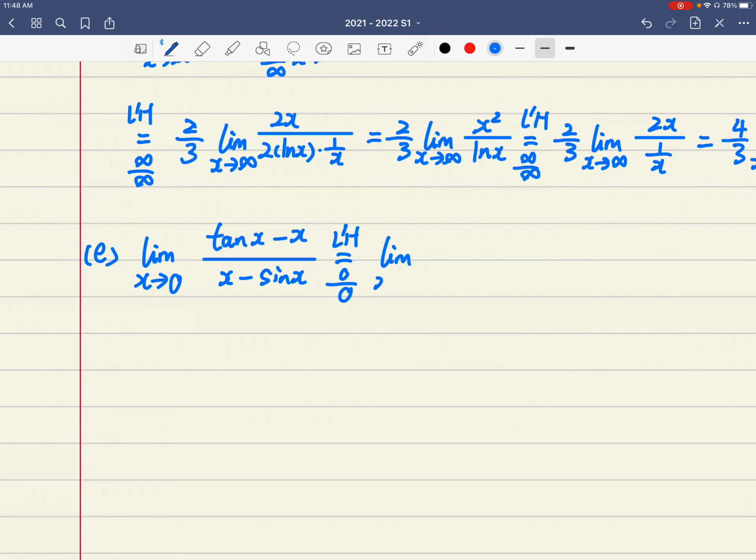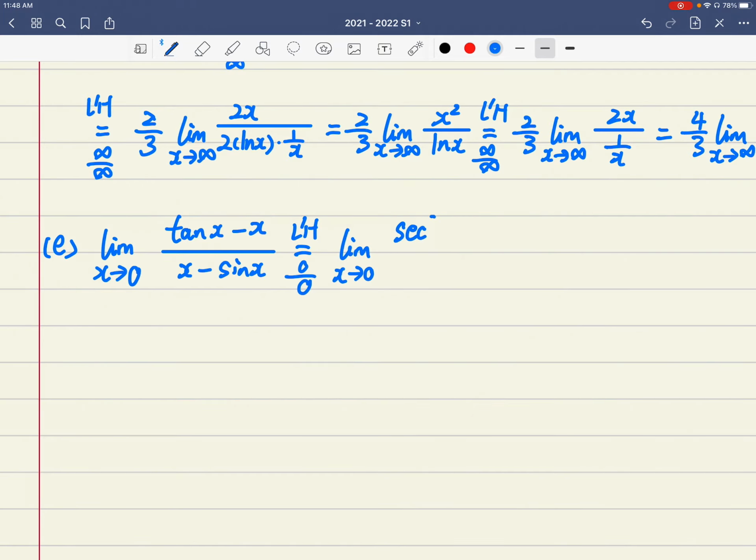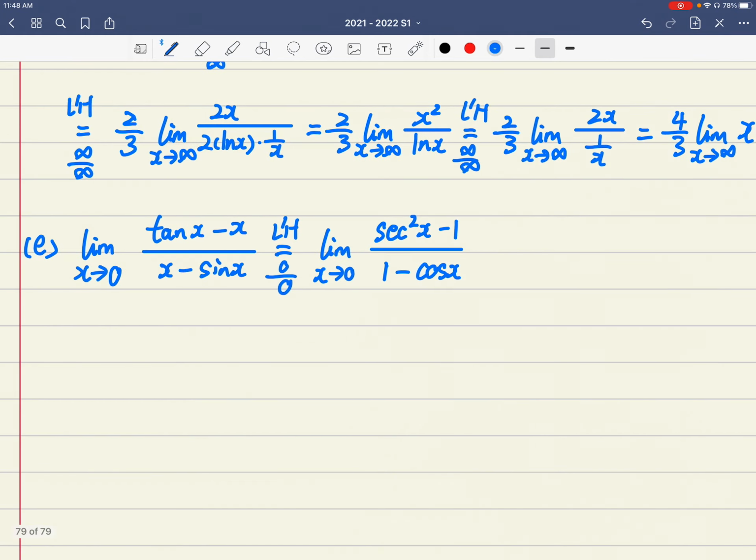You differentiate the top. Tangent's derivative is secant squared, and then minus 1, that's x's derivative. The bottom is 1 minus sine's derivative, which is cosine. Now you do the substitution. x is 0, cosine 0 is 1, so it's still 1 minus 1. Here secant 0 is still 1, so the top is also 1 minus 1. So what should you do now? You can differentiate it one more time.